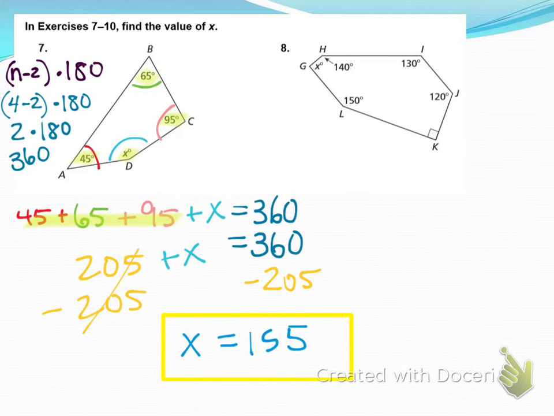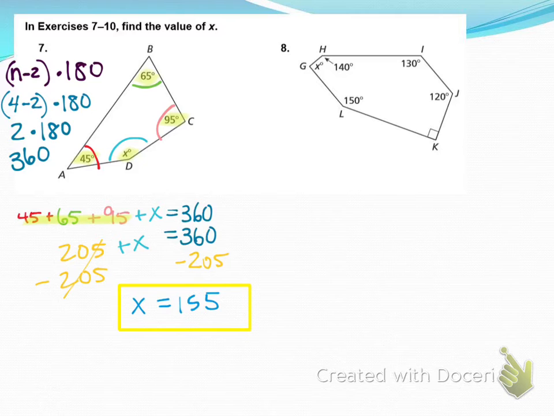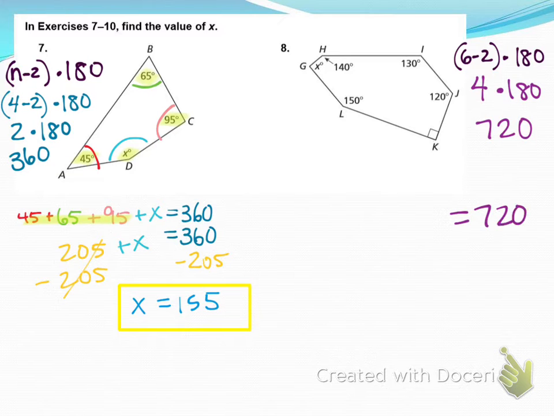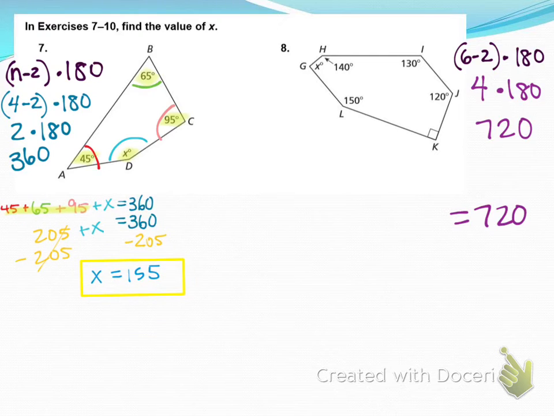Okay. The second, how many sides are there? 6 sides. So we need to figure out how many degrees are in a 6-sided shape. So 6 minus 2 times 180. How many triangles are in a 6-sided shape? 4 triangles times 180, which means how many degrees? 720. So we're going to add a lot of numbers and set it equal to 720.